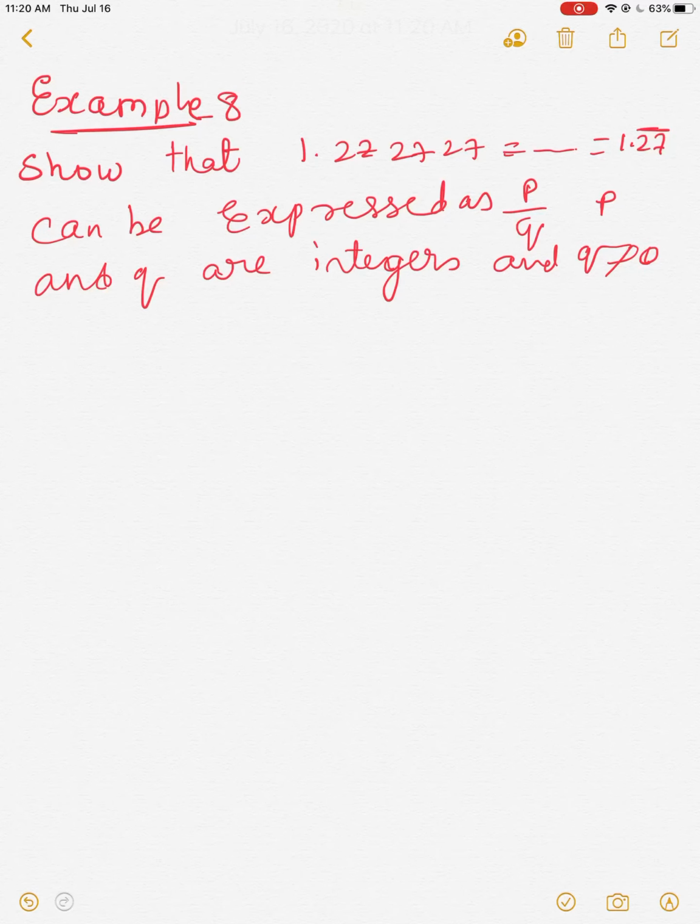Example 8, we are continuing with the next example. Show that 1.272727... is equal to 1.27 recurring. The dash on top is called recurring, I already told you. Here 2 digits are repeated.